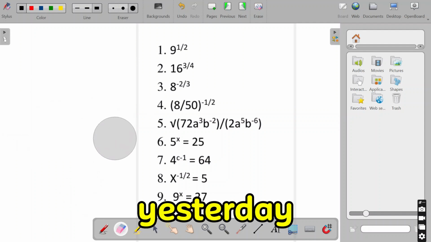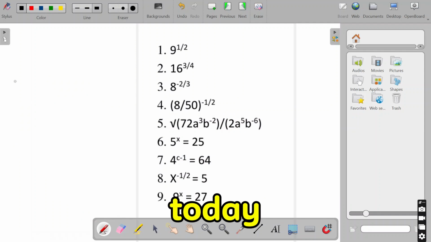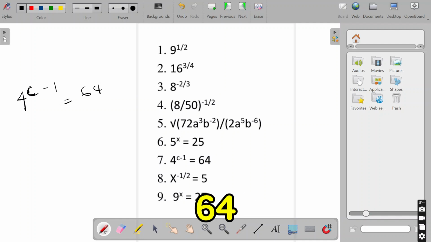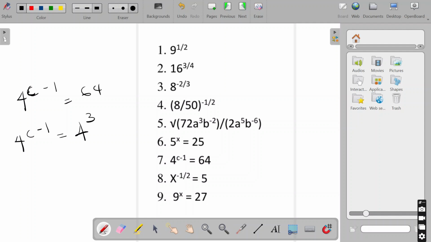So like I said yesterday, we'll be concluding indices today. So the next question is 4 raised to power c minus 1 is equal to 64. 64 can be written as 4 raised to power 3. Like I said earlier, 4 is our base here, and on the left too we have a 4, and on the right we have a 4.